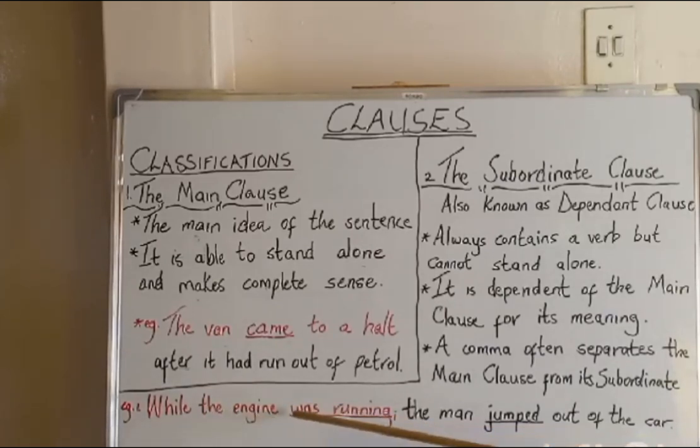So while the engine was running is our subordinate clause. The man jumped out of the car is our main clause because it makes sense on its own.